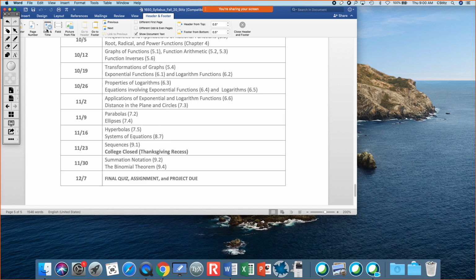Yep. Distance in the plane and circles. So then next week we're going to talk about parabolas and ellipses. So we'll have a day for each of those. And then hyperbolas. And then systems of equations. So these topics all kind of flow together. Even though this is from section 8.7, you'll see this really relies on what we do here. So we have a day for each of these conic section species. Then we have 3 sections to do in chapter 9.